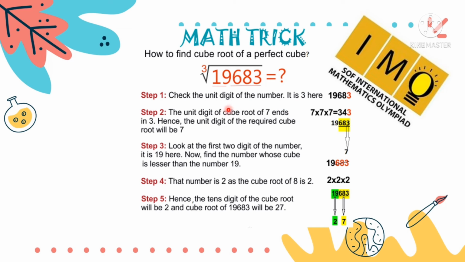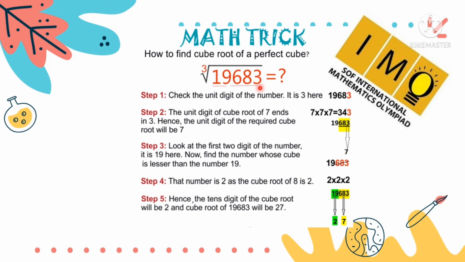Whatever number is given to you, check the unit digit of the number. Now we first make groups of 3 digits from the right side. So 683 is in one group, and whatever is left is another group. Now in this group 683, check the unit digit. The unit digit is 3. So now you have to find a number whose cube ends with 3. Is it 1? Is it 2? Is it 3? Is it 4? Is it 5? Is it 6? Is it 7? And so on.